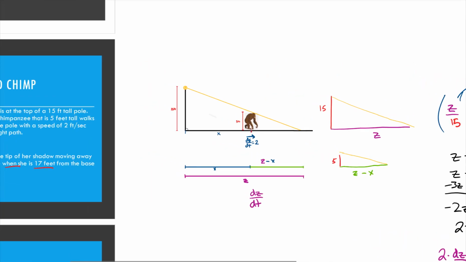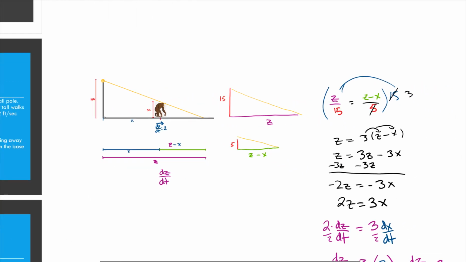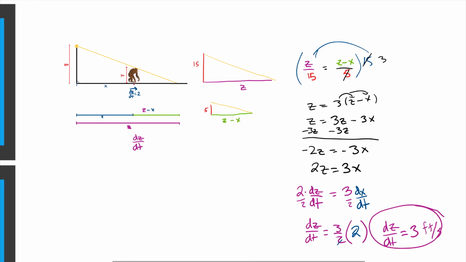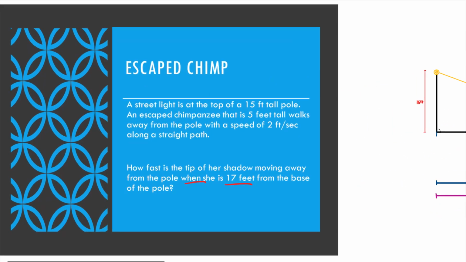We gotta go look at our units. All right, what were our units? Our units were feet per second. So we go back to our feet per second. We're like 3 feet per second right there. But let's go to our problem and see, hey, we just figured it out. dz dt is equal to 3 feet per second.